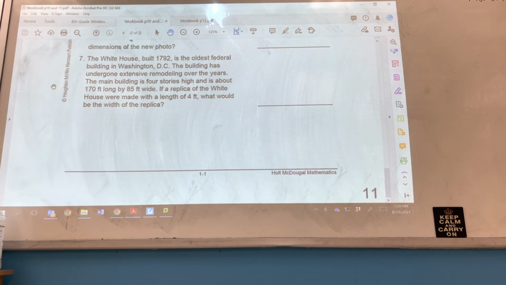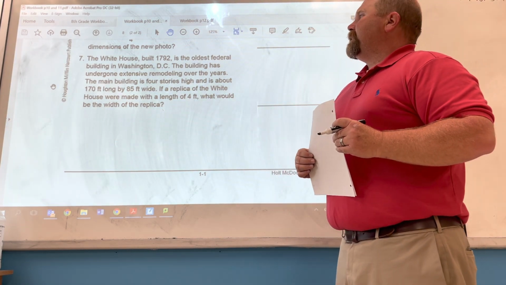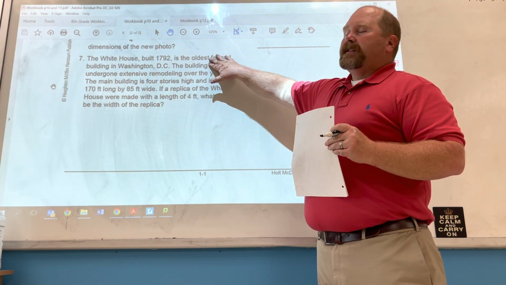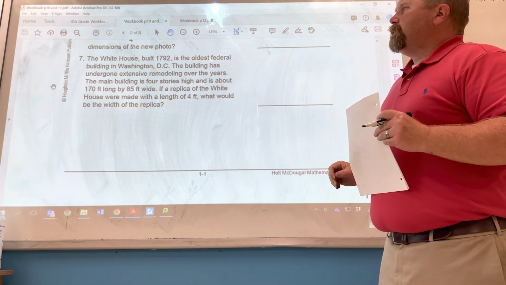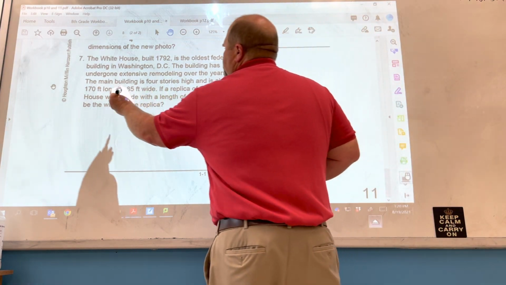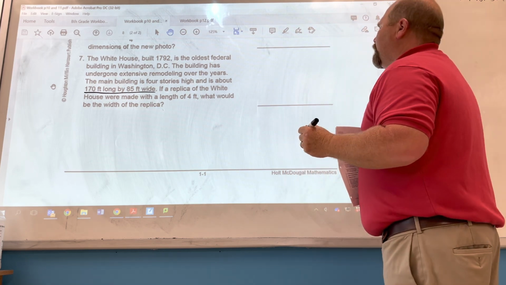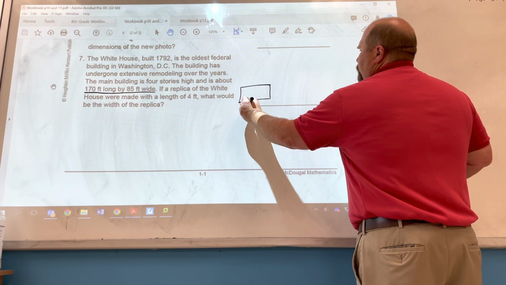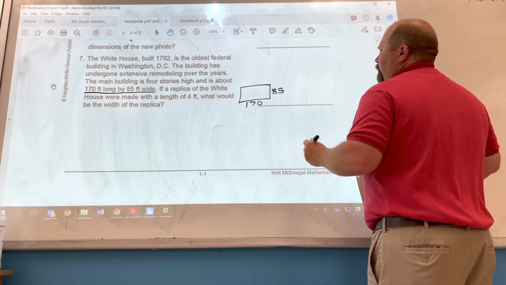All right. The White House, built in 1792, is the oldest federal building in Washington, D.C. The building has undergone extensive remodeling over the years. Nothing I've read so far pertains really to this question. We didn't need any of that. It's just fluff. The main building is 4 stories high and is about, here's where we get to something we need, 170 feet long by 85 feet wide. So we're going to use a rectangle to represent the White House. The long side is 170. The short side is 85.